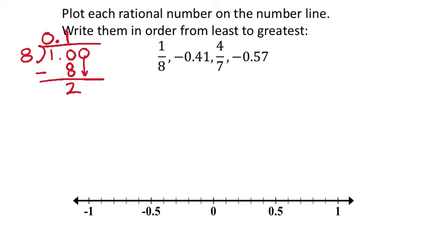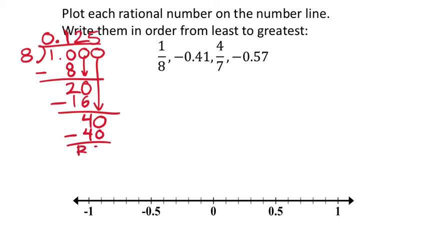So I'll tack another 0 on to make that 20, right? I gotta make that bigger. 8 will go into 20 2 times. 2 times 8 is 16. When I subtract that, I get 4 remaining, so I'll need to tack another 0 on. Remember, we don't want anything remaining. So when I tack another 0 on, I'll drop it to make that 40. And 8 will go into 40 5 times. 5 times 8 is 40. Now there's nothing remaining. That's when I can stop.